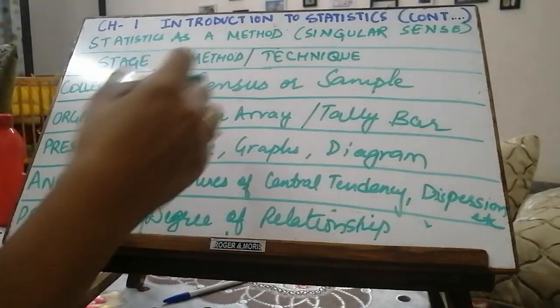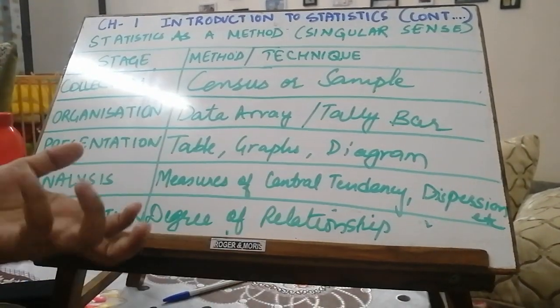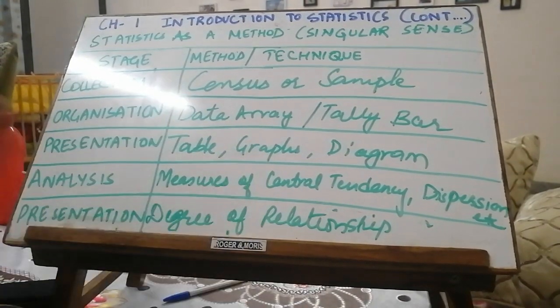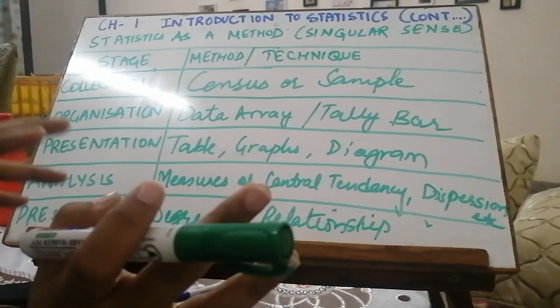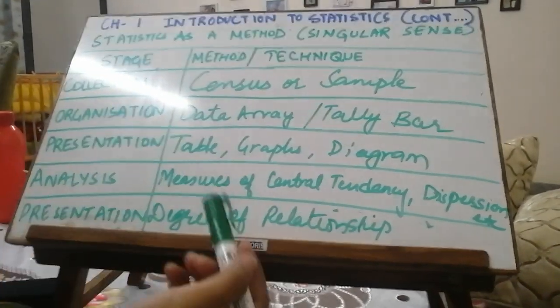Census has come from the word century. 100%, that means when I am collecting data about 100% of the entire population. अगर मेरे पास 100 लोग हैं तो मैं 100 के 100 का डाटा कलेक्ट कर रहा हूँ. That is census. The other method is sample.